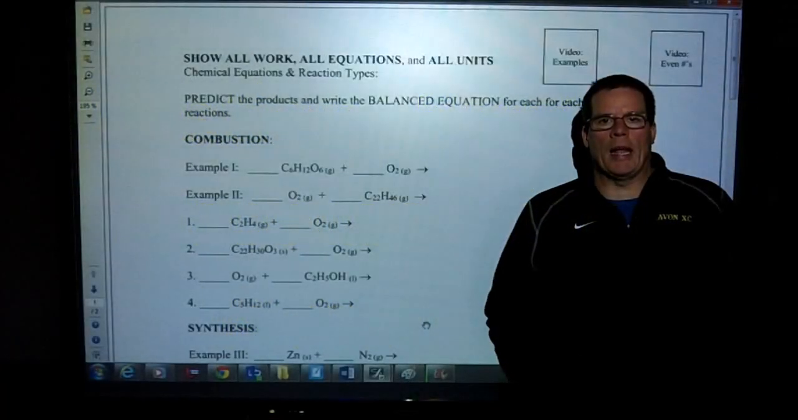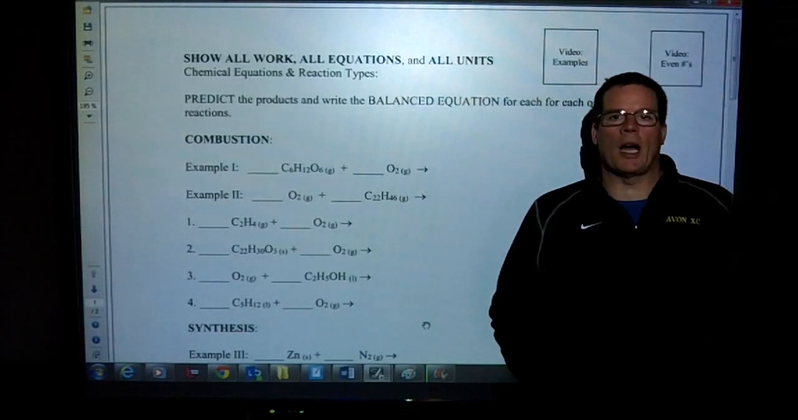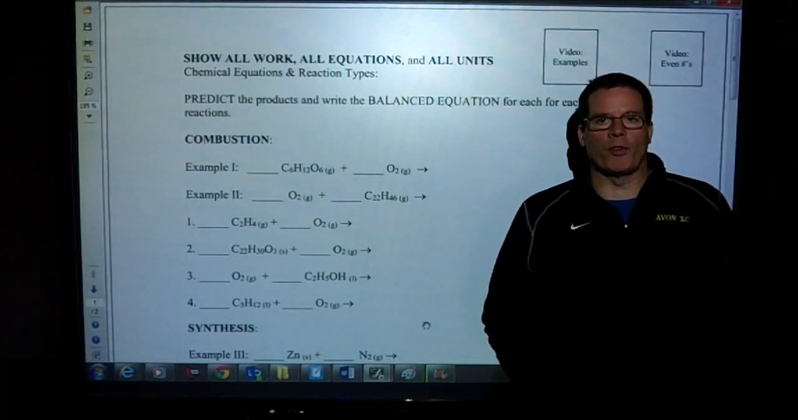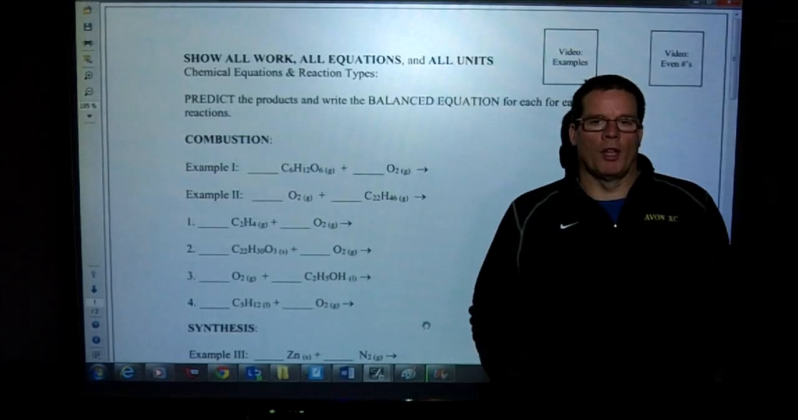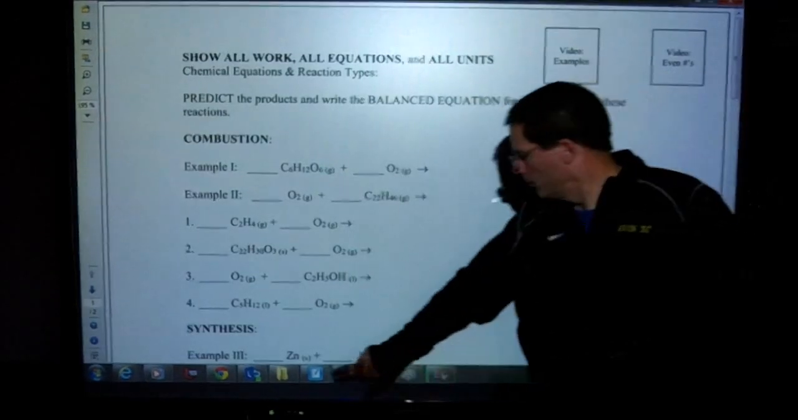Hello, I'm Mr. Craig, and I wish to work out the examples for the combustion, synthesis, and decomposition reactions. This is the first part of two different types of reaction worksheets that we're going to work out. But let's take a look at the examples.